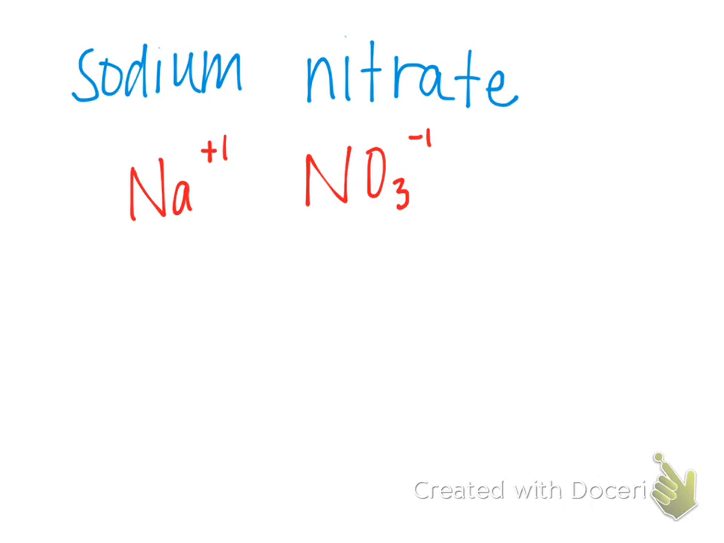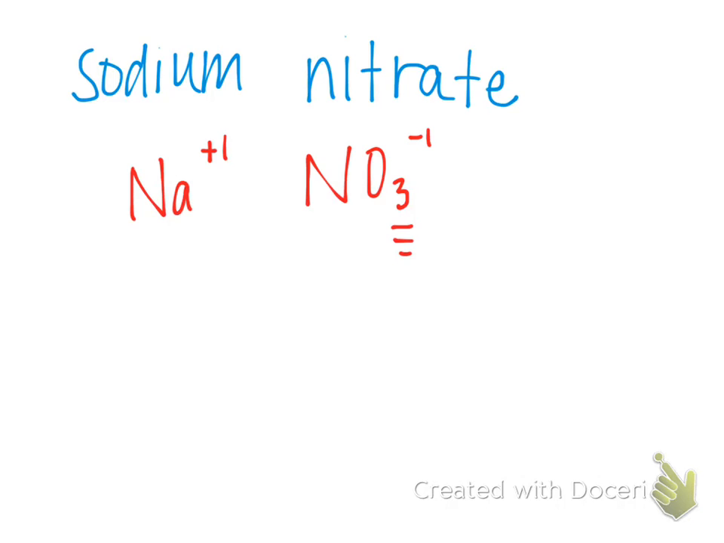Something that we should think about with polyatomic ions is that this subscript never changes. That is not something that is reducible, okay? So if you have a subscript within a polyatomic ion, it never changes, right? It has a set formula, a set name, and a set charge. So that 3 in nitrate is never reducible, okay?